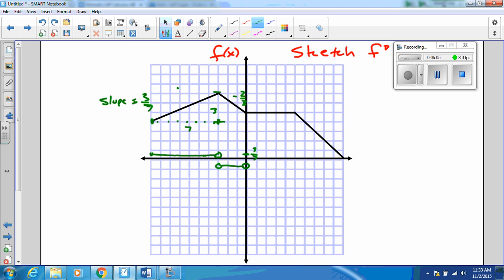Okay? First, let me ask about the corner right here. Does it make sense to you that the sharp corner right here, where the derivative from the left is 3/7 and the derivative from the right is -2/3, means that f prime will have a jump in its value right here? Okay? Second thing, does it make sense to you that a line has a constant slope and therefore its derivative has to be a constant value?